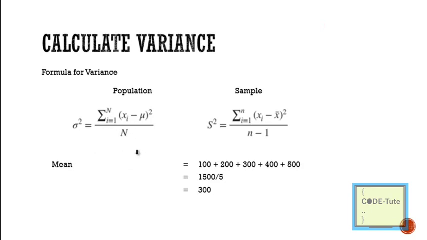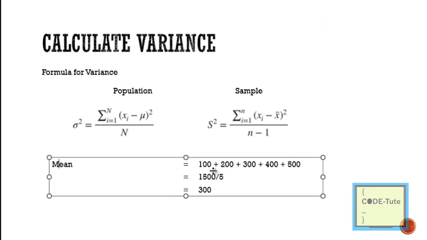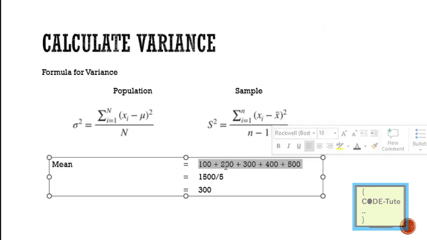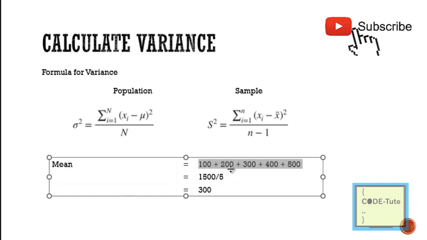So let's start step by step. The first thing is we will calculate the mean of the values. So these are the values: 100, 200, 300, 400 and 500. For these values we have to calculate the variance. So the first step is to calculate the mean. Just add all these values and divide by the number of values. So this is the mean of our data set: 300.